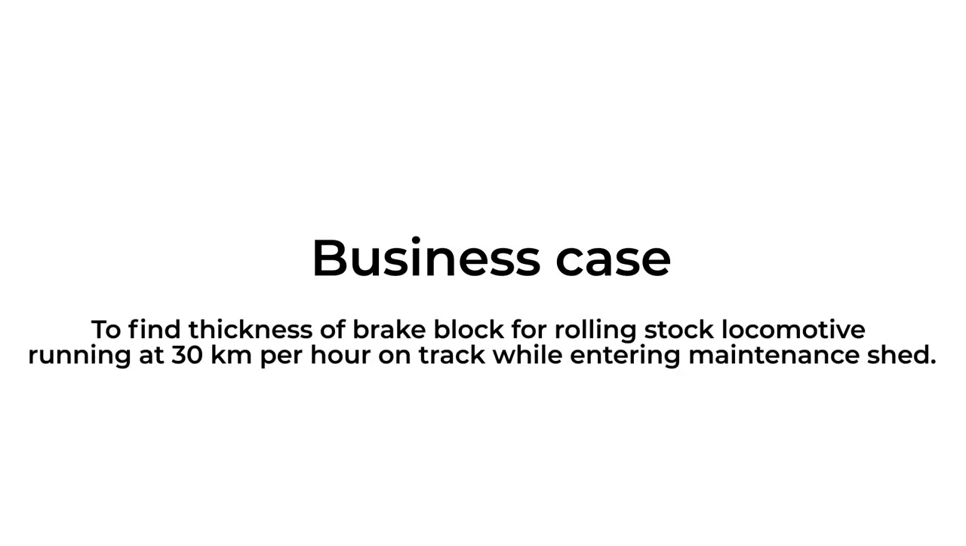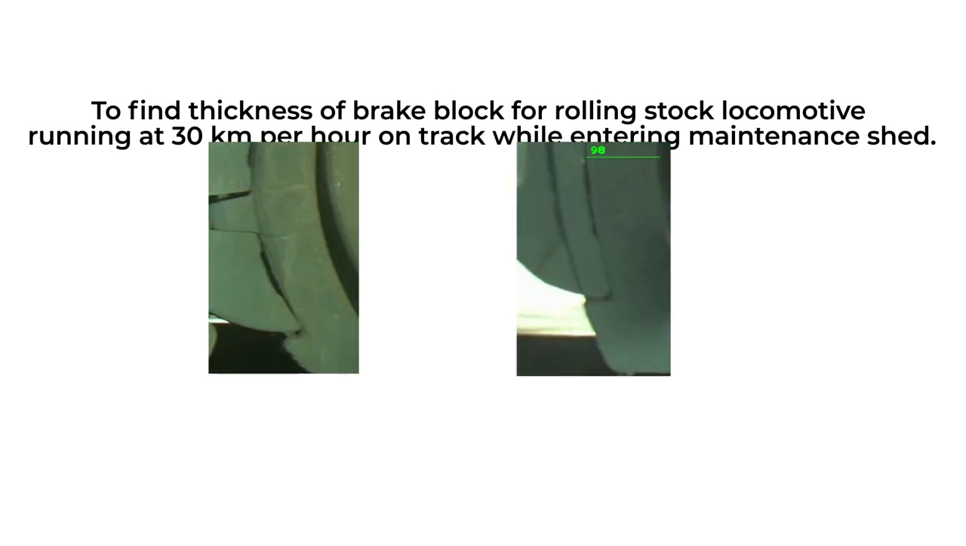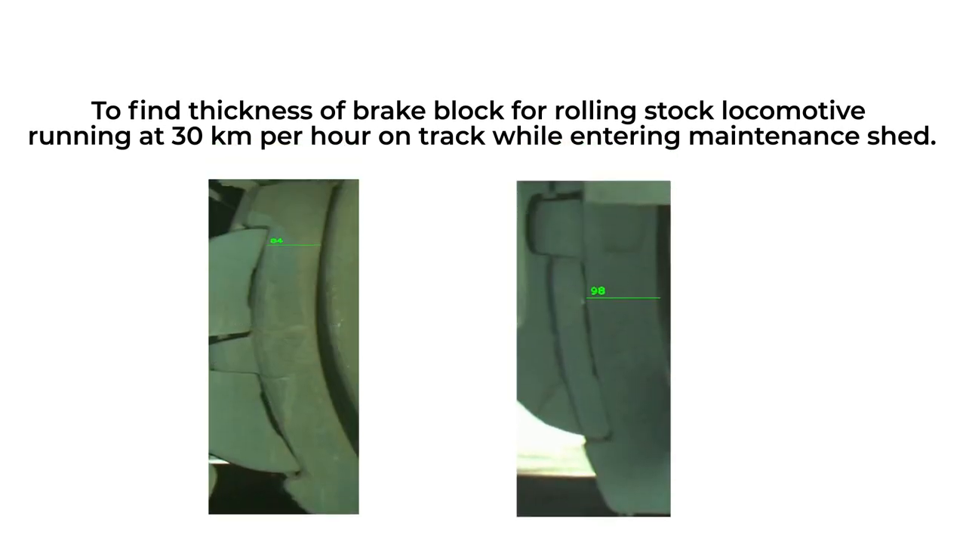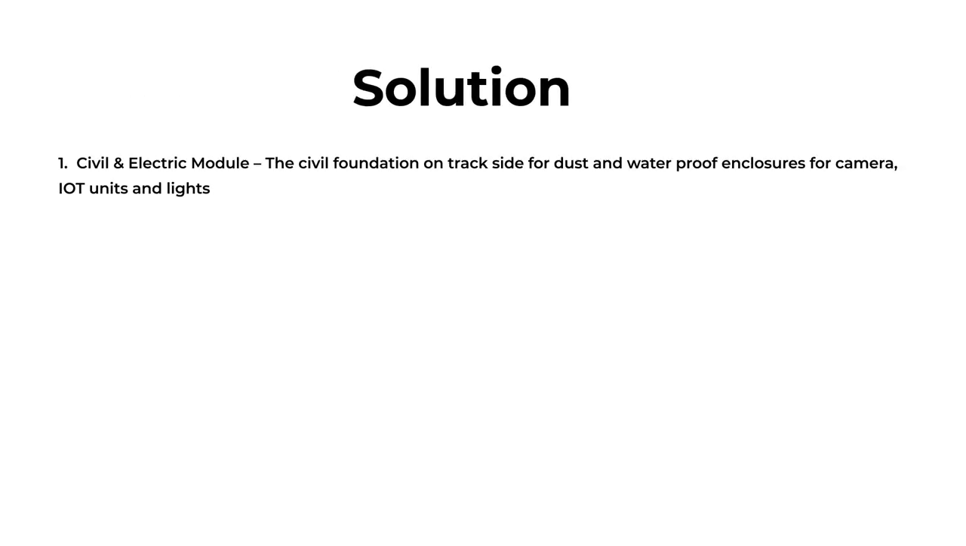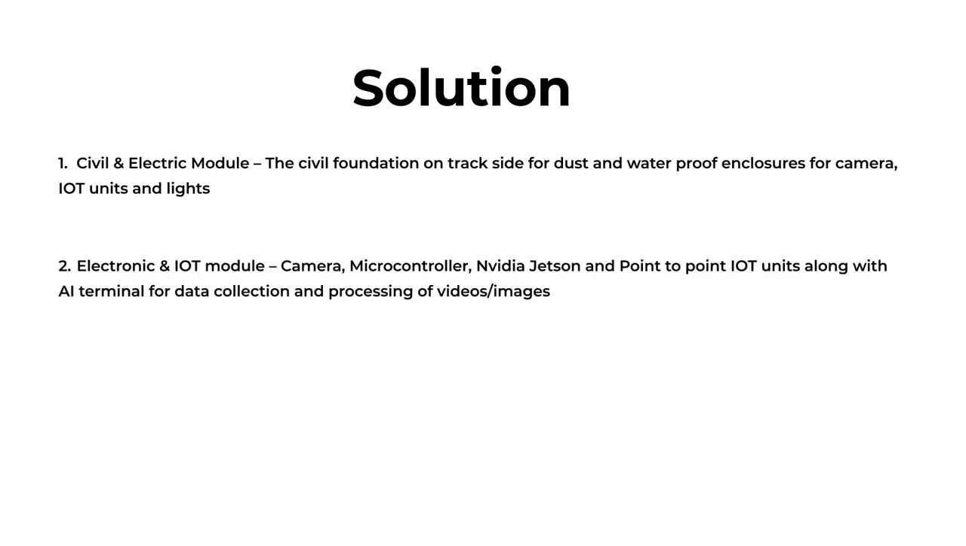To find the thickness of the brake block for a rolling stock locomotive running at 30 km per hour on track while entering the maintenance shed. Civil and electric module. The civil foundation on the track side for dust and waterproof enclosures for camera, IoT units, and lights.